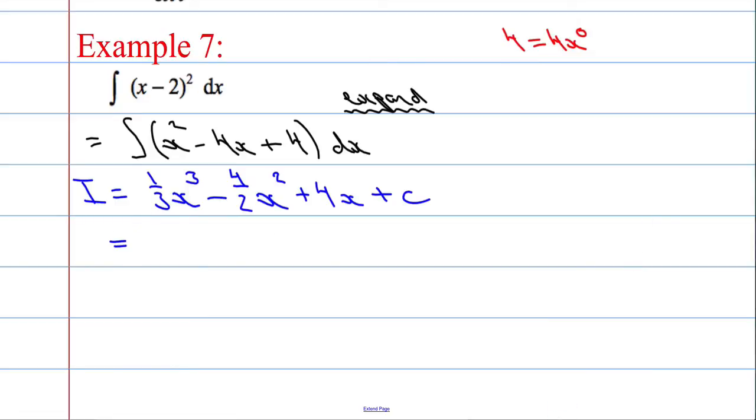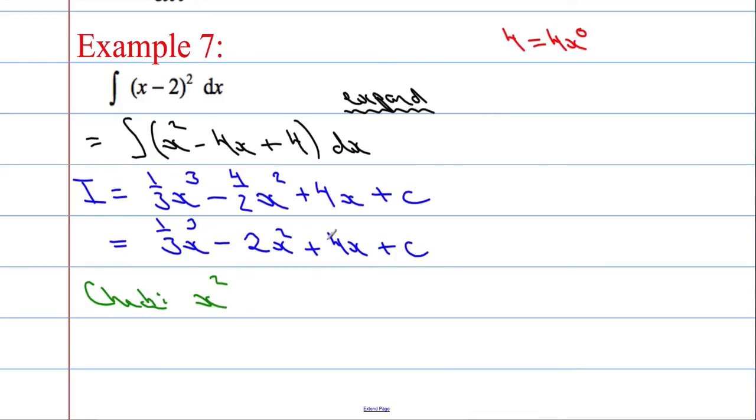And let's tidy it up. So 4 over 2 is the same as 2. 1 over 3, x cubed minus 2x squared plus 4x plus c. Let's do a quick check. So check, I'm going to take the derivative here. 3 times 1 over 3 is 1, so we get 1x, reduced the power by 1, squared.